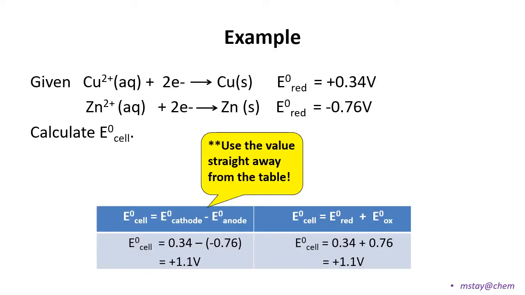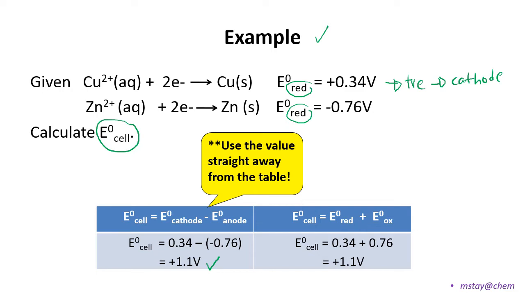Okay, let's look at one example. Again, here we are given two half equations, and both half equations are in the reduction form. Based on this, we know that the electrode potential which is more positive will become the cathode. So if you want to calculate E naught cell, that will be 0.34 minus negative 0.76, which is 1.1 volt, positive 1.1 volt.